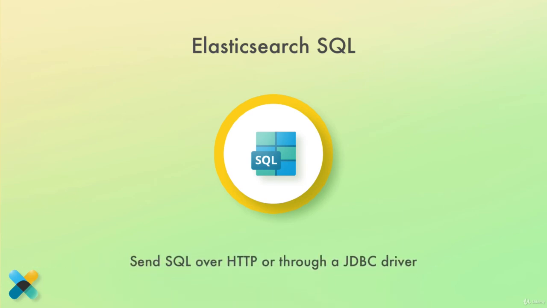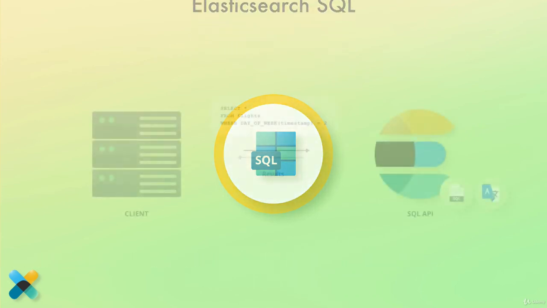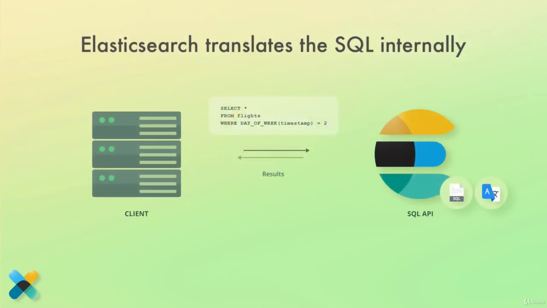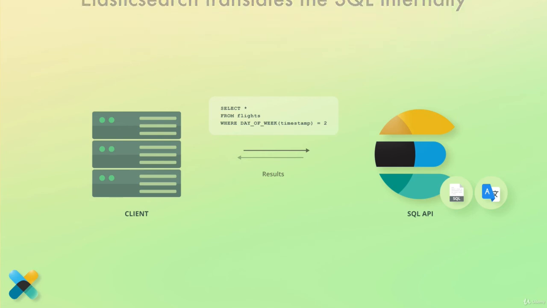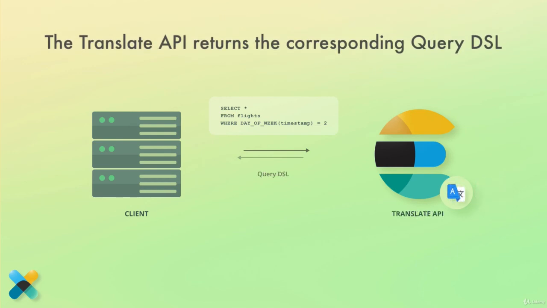That's possible, so you can send SQL queries to Elasticsearch over HTTP, or alternatively use the provided JDBC driver. What Elasticsearch does is to translate the SQL query into the query DSL format behind the scenes, so internally the query is handled in the same way after that translation. What's cool is that there is a Translate API where we can send SQL queries too, and Elasticsearch will respond with the query DSL that the SQL query was translated into.